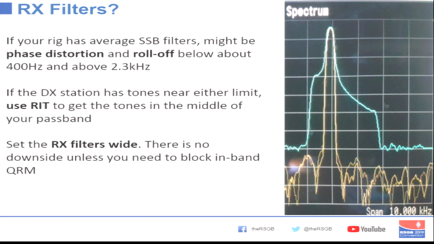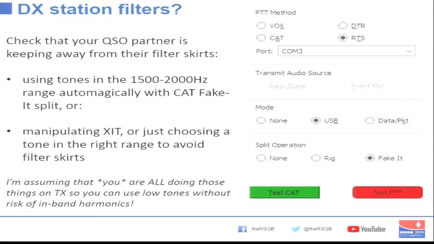So ask the DX station, are you actually using RIT, or are you using split? But in general, on receive side, set your receive filters as wide as you possibly can. It's not helping the receive program at all.